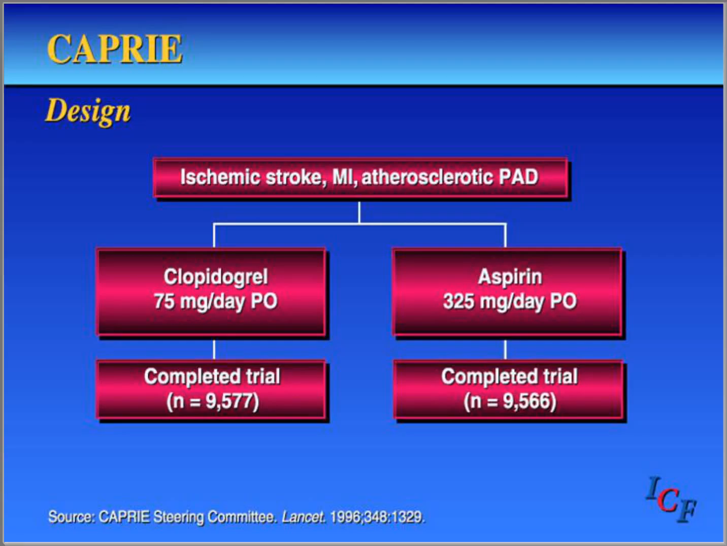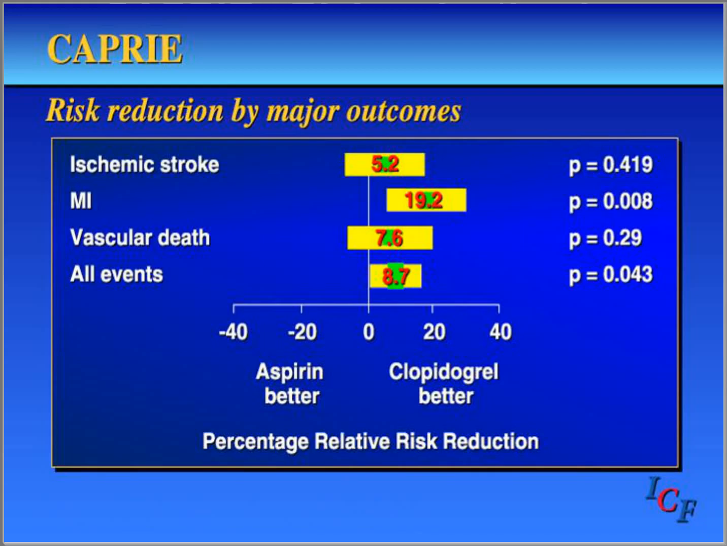An example of this kind of design is the Capri trial, which was again published in Lancet in 1996, looking at a population which had ischemic strokes, myocardial infarction, comparing clopidogrel versus aspirin. Here you can see that 9,577 patients were recruited to one arm and 9,566 to the other arm. Very large numbers. Do this trial be very simple. The results, by the way, suggested clopidogrel did better on ischemic stroke, myocardial infarction, and vascular death. At least the results are in the favorable direction and overall significant.